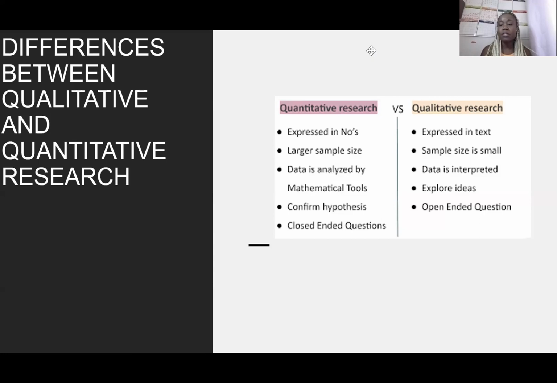While in qualitative research, we're doing something a little different. It's a smaller sample size. Data is interpreted more subjectively. We're more exploring ideas. It's open-ended. We're not really trying to ascertain some correlation. We're not trying to say X causes Y. We might try to understand why does that happen? How does that happen? What is going on?